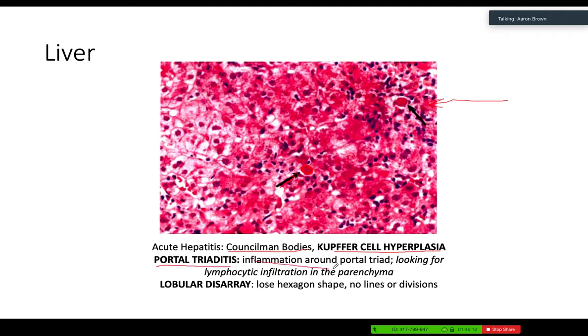Portal triaditis, so inflammation around the portal triad, and lobular disarray. Normally we have that really nice hexagon shape to our hepatic lobules, and you can see in this image, it's really hard to try and see a hexagonal lobule here, right? Because of that inflammation.